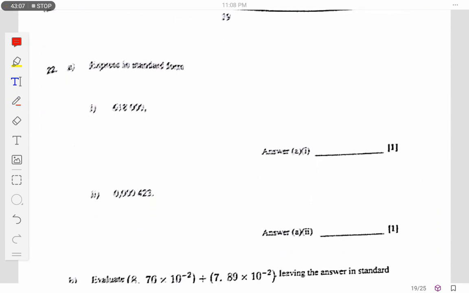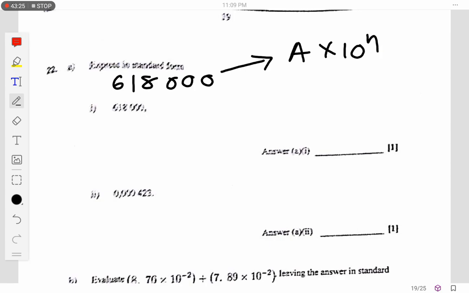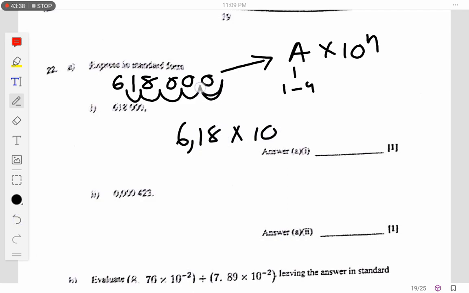This question is not clear, but I'll try to write it. The question reads, express in standard form. This is 618,000 in standard form. So our standard form is a times 10 to the power of n. A takes 1 to 9. N can be positive, so we can count 1, 2, 3, 4, 5 there. So I can say 6.18 times 10 to the power of 5 there. Okay, so this is our answer there.